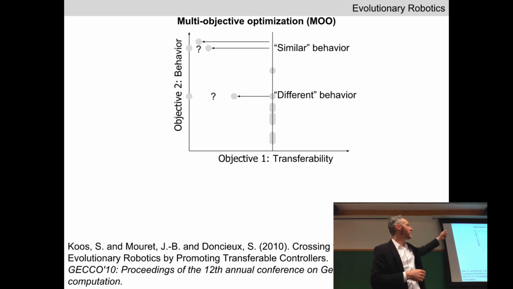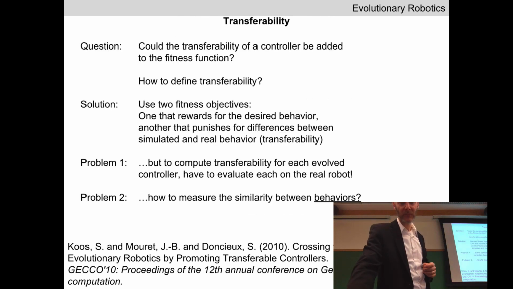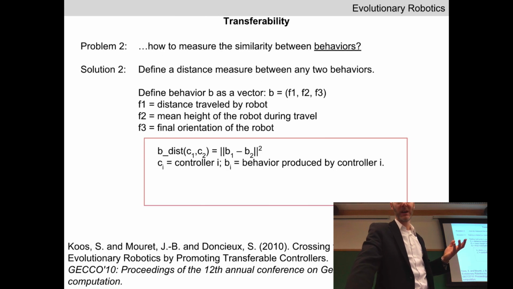We could just use behavior, right? Displacement. But can we do a little bit better than that? How do we measure the similarity between behaviors? Well, we're going to do that by actually looking at not just how far the robot moves, but how it moves. So we're now going to define a vector B, and this is a vector with 3 elements in it, which represent 3 different features of the behavior. So the first one is the most obvious one. Given that controller, how far did the robot actually move?